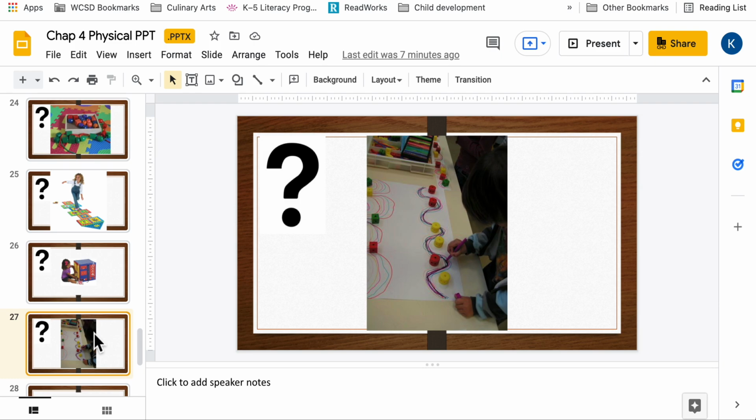All right, and then last one here, we've got the beads set on this paper, and they had to take a marker or crayon and trace throughout the beads. What do you think, fine motor or gross motor?